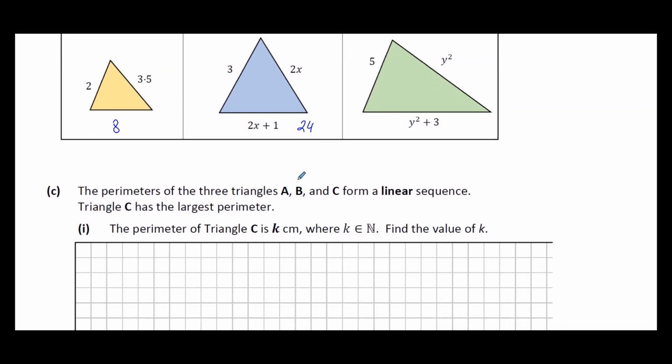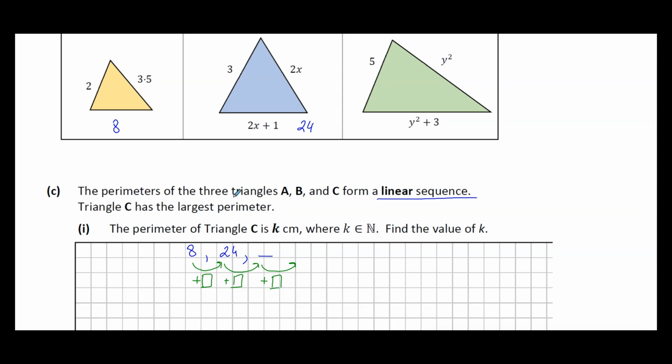The perimeters of 3 triangles, A, B, and C, form a linear sequence. What does it mean that we are talking about a linear sequence? That means that the first number is 8, the next one is 24, and then we have another number for my triangle C. Linear sequence means that every time I add the same value in that sequence. So I add a specific number every time, and every time it is the very same number I'm adding.